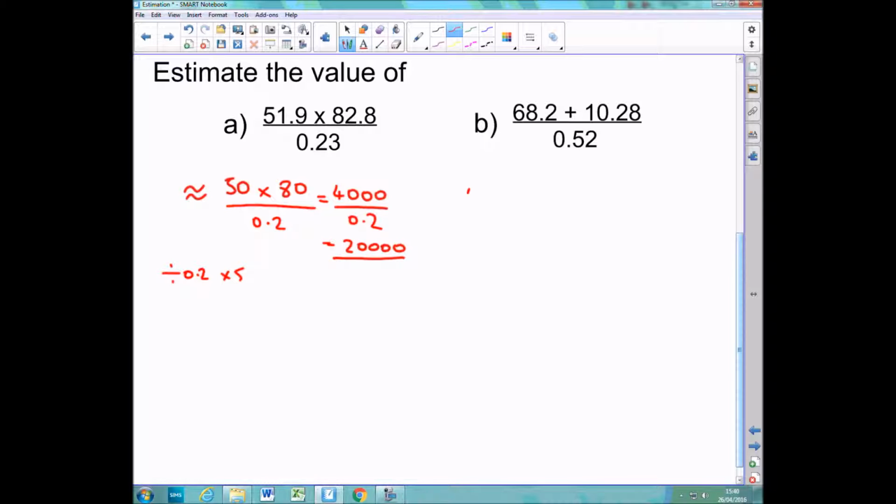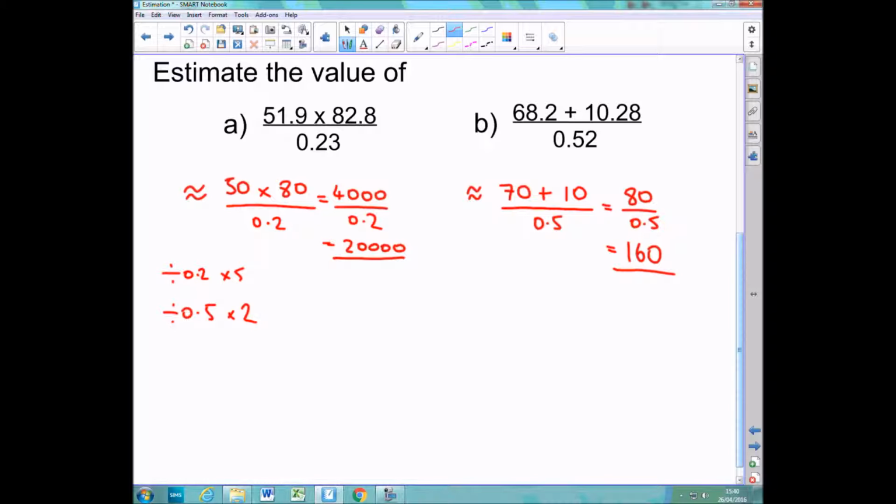Okay, so the next one, again, start off by rounding. 68.2 becomes 70, plus 10.28, just going to be 10. Divide it by 0.5, equals 70 plus 10 is 80. Divide by 0.5. Now remember, dividing by 0.5 is the same as timesing by 2. So 80 times by 2 is 160.